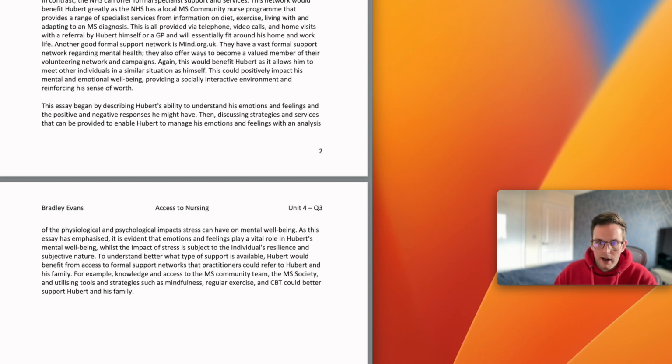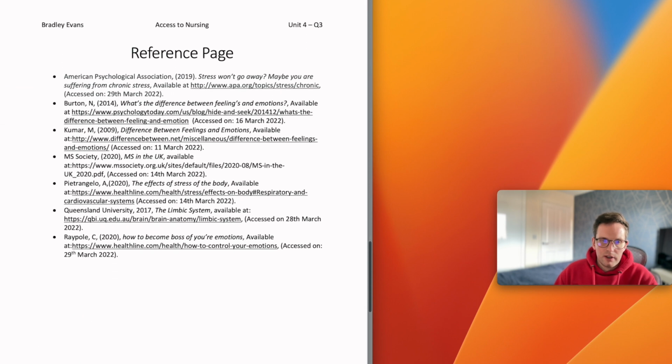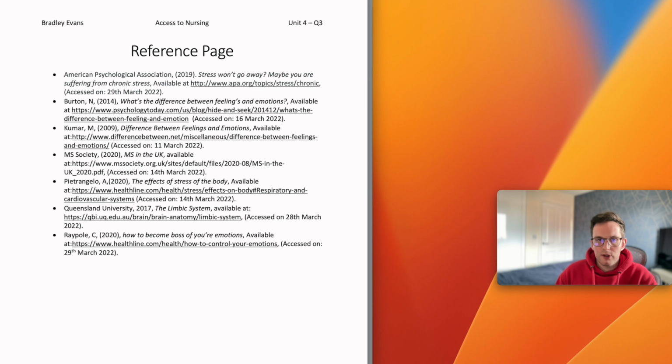The guidance also asks that you have a reference list and a bibliography. So my reference list is anything that I've referenced to use that isn't my own work, and then you reference it using the Harvard method, and that ensures that you're not plagiarizing.